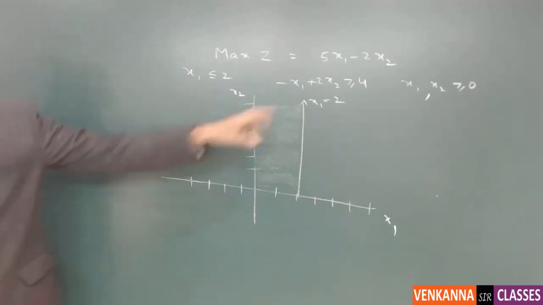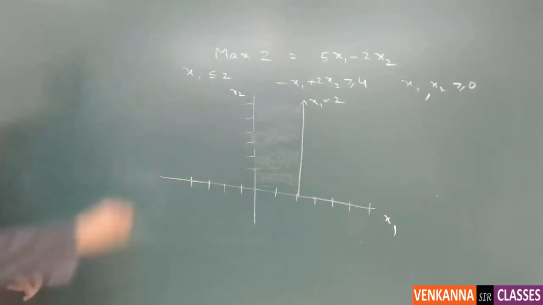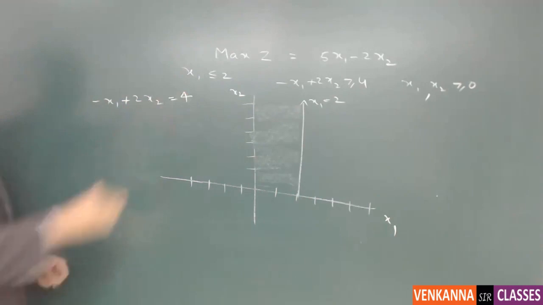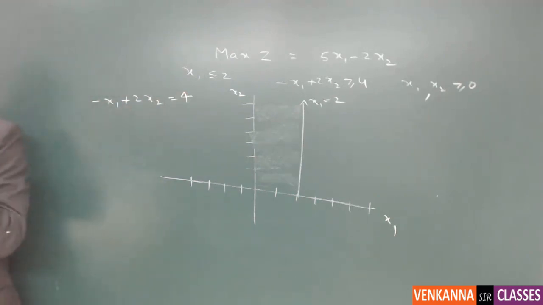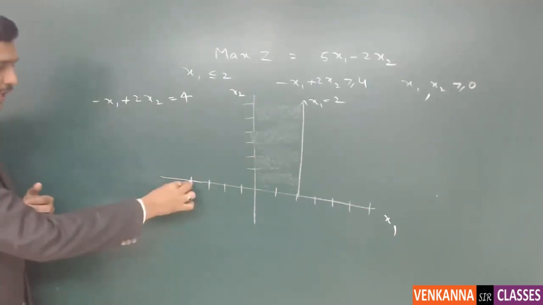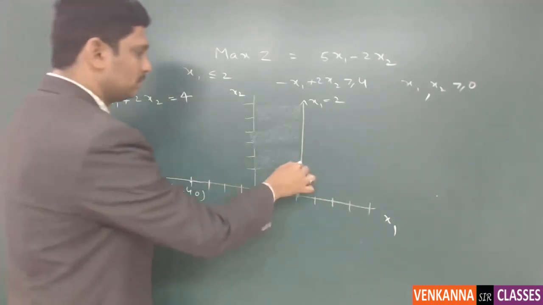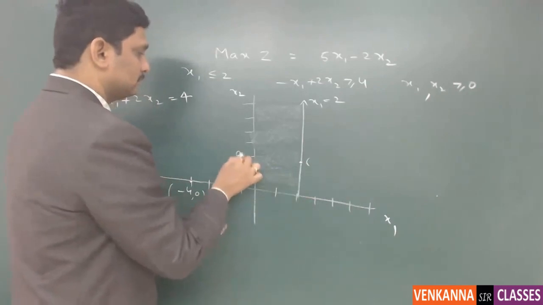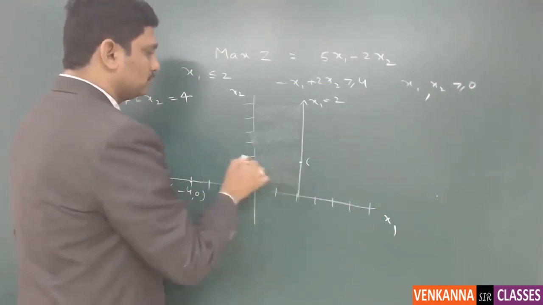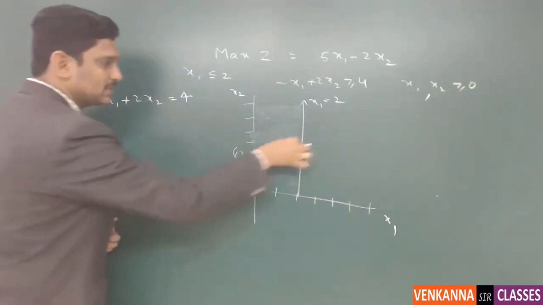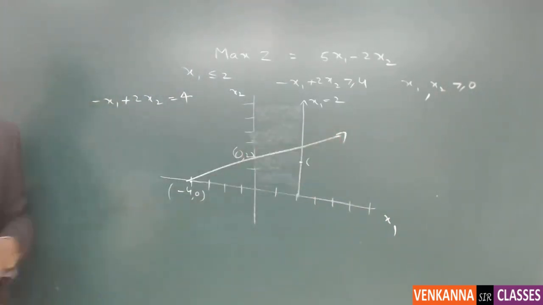Right. So coming to this inequality, you take minus x1 plus 2x2 equals 4. Please give me the points here. The points we are going to take are minus 4, 0 and 0, 2. It is going like this. Accepted?